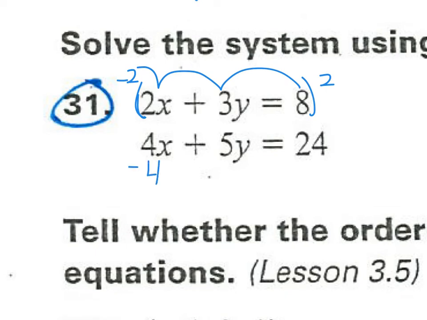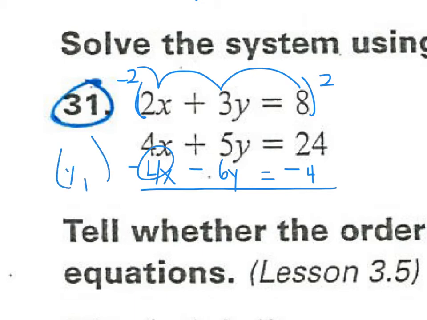You have -4x minus 6y equals -4. These will zero out, and you need to combine the y's and the constant number, and solve for y. And once you solve for y, plug it back into one of these two equations and solve for the x. And then make sure you write your answer again as an ordered pair.